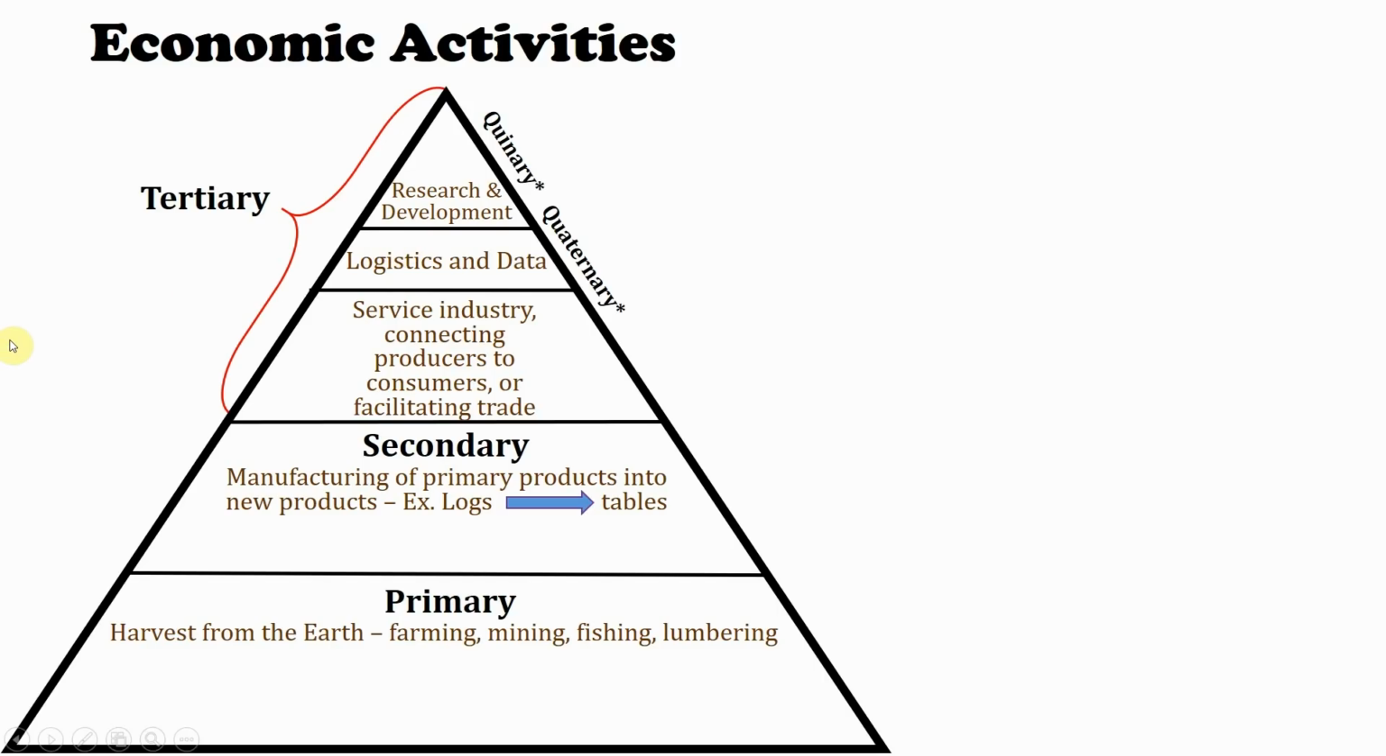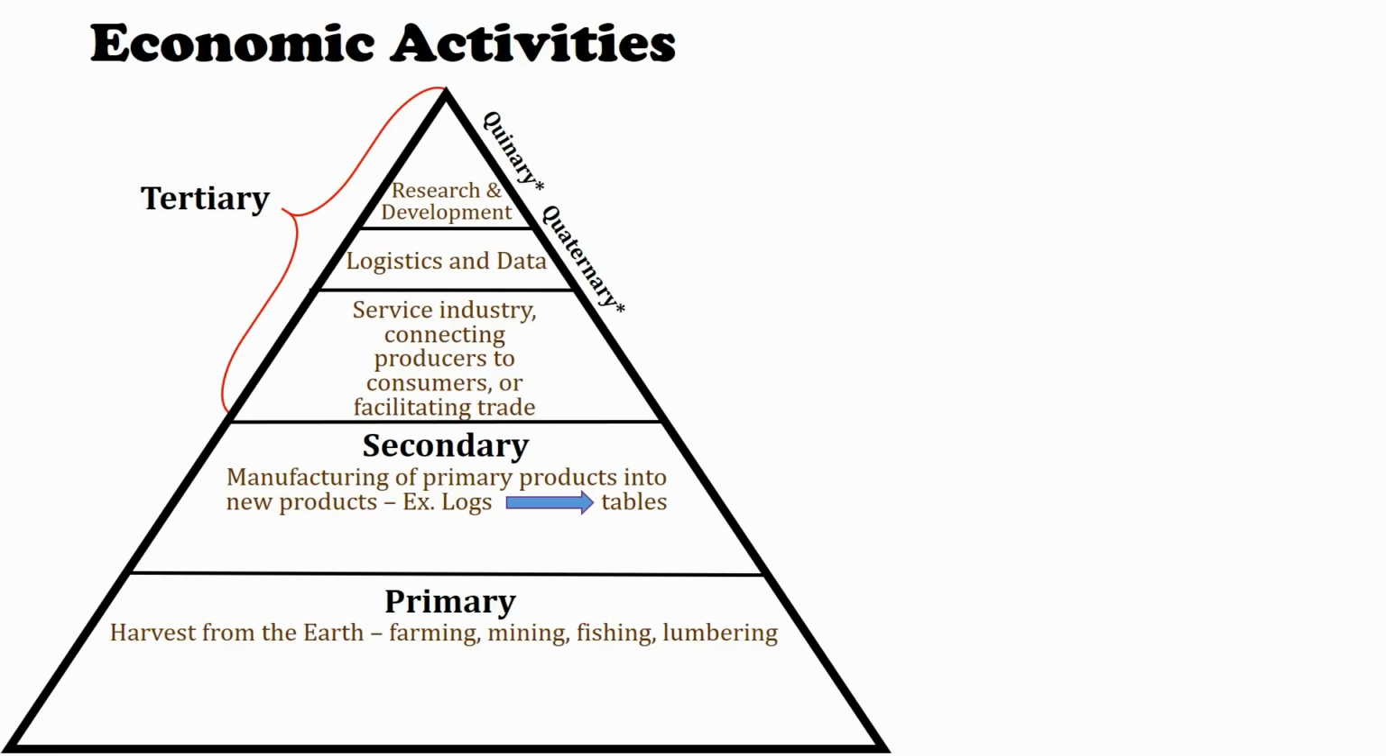Quaternary deals with logistics and data. So that's how do you move things most efficiently from your factories or from your ports to the consumer. I always think of UPS, Amazon. How do they get stuff moving around at the highest possible rate of efficiency? Logistics and data. Very intelligent people. Quinary is research and development. This is very high level people. You're working in labs. You're conducting research in order to make things better.